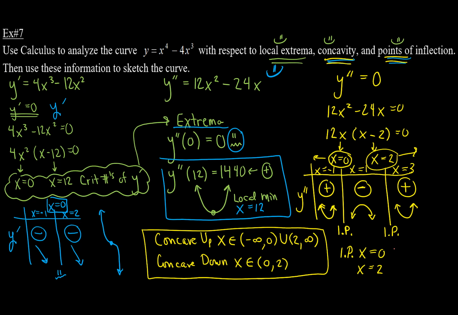And if I plug those into the original function, it's going to give me the point 0, 0. And if I plug in 2 to the original function, so 2 to the power of 4 minus 4 times 2 to the power of 3, well, that's going to give me a -16.